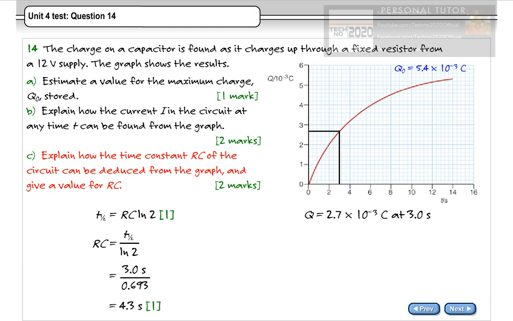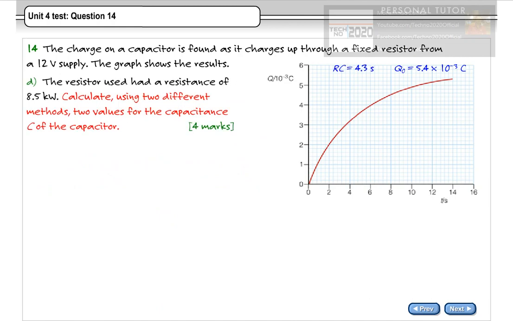Here's another method, and it's possibly quicker. The tangent to the graph from the origin reaches the maximum charge stored at a time equal to RC. This also shows that RC is about 4.3 seconds. However, this method is unlikely to be better than about plus or minus 10%, unless a lot of care is taken in drawing the tangent.